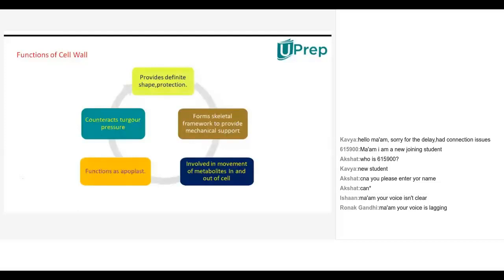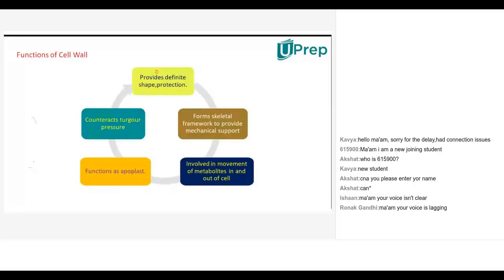When you take the cell wall, it gives the cell a definite shape and protection, especially in a plant cell. The cell wall forms the backbone of the plant cell, providing tensile strength and mechanical support to the cell. Then the movement of different materials like solute molecules and solvent molecules happens from cell to cell and from the environment. Then we discussed the apoplast.